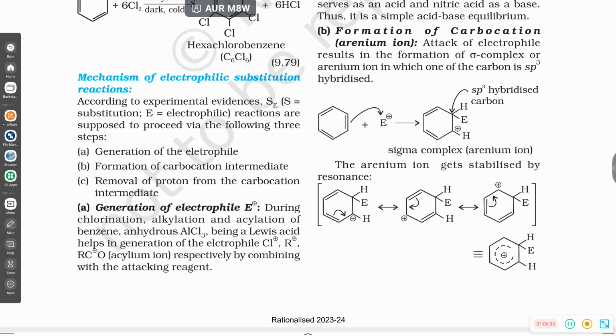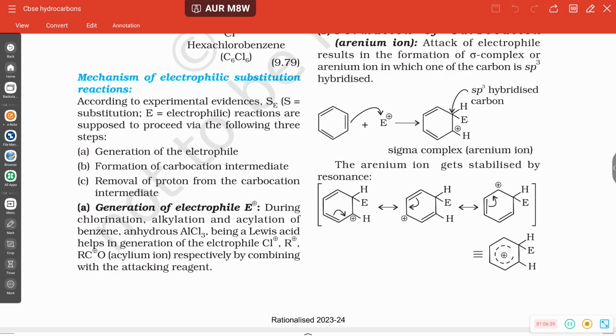The pi bond converts to negative. Here a double bond will form. Here the positive charge is. Again the pi bond comes negative. Here the pi bond, and here the positive charge will come. So like this it is rotating, and it is more stabilized.